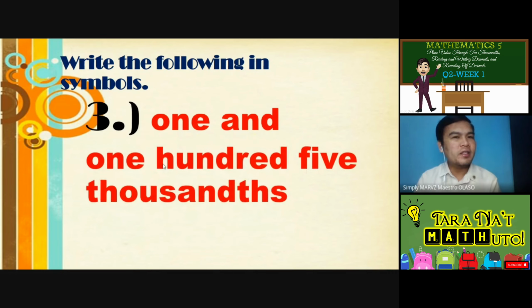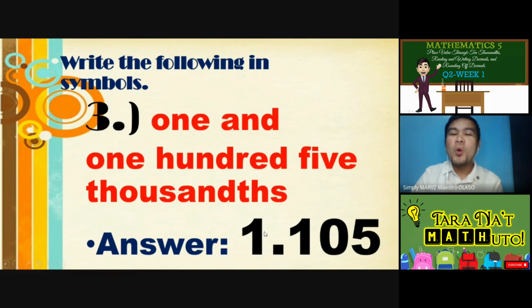What if my given is the number written in words? So how do you write 1 and 105 thousandths in symbols? We have the clue and, and we have the clue thousandths. How do you get it? What is your answer? We have 1.105, or this is read as 1 and 105 thousandths.